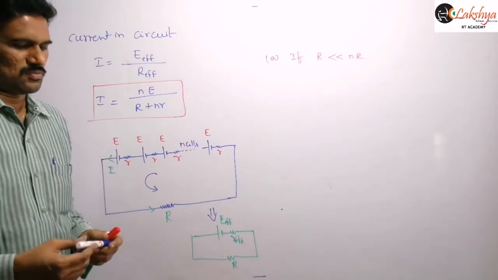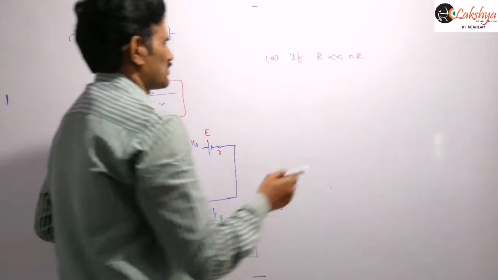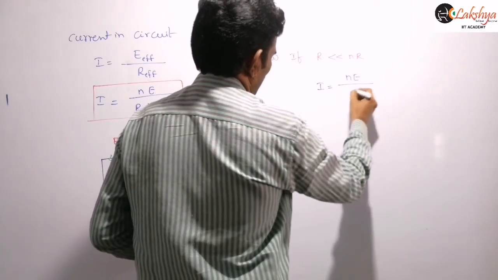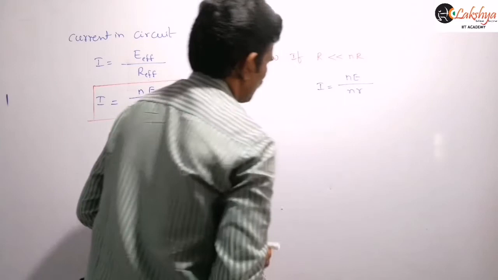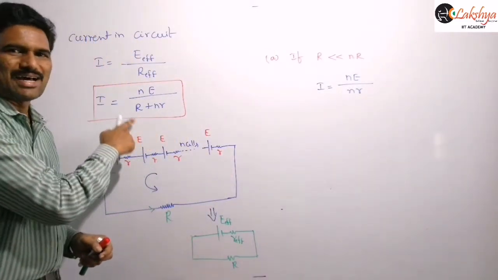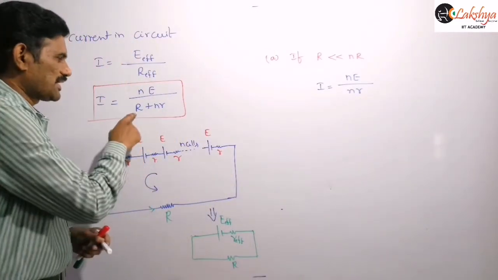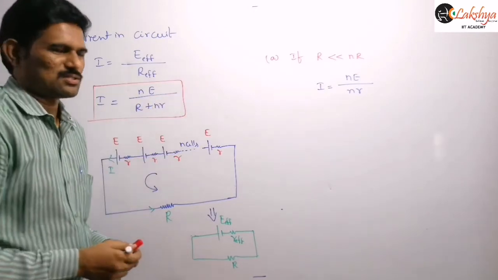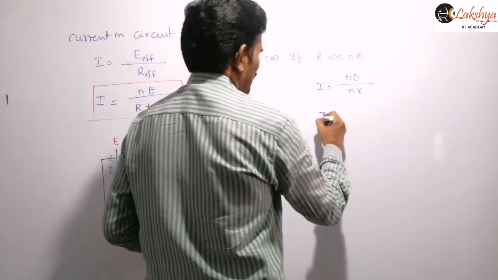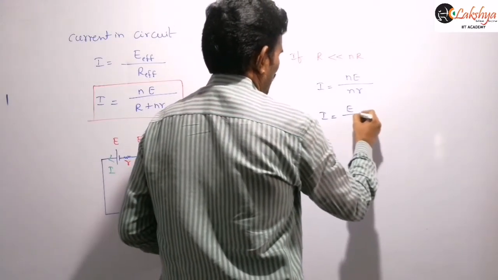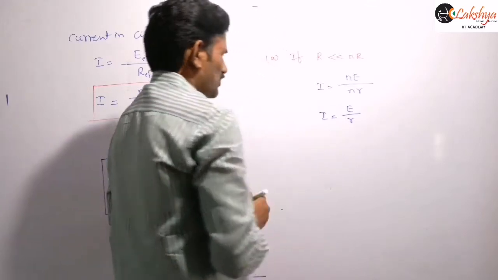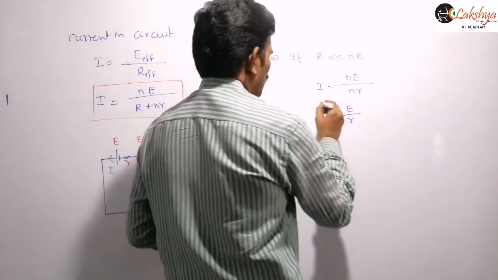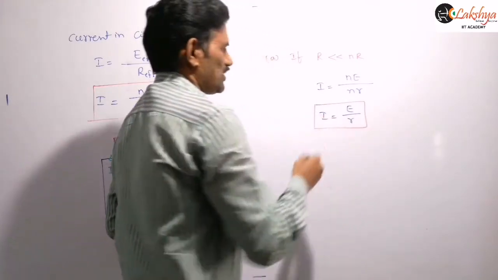That means negligibly small. Then what we can write is I is equal to nE by n into small r, by using this expression. That means this R value is very small, so I am neglecting this R value here, right? Then nE by nr you will get. And so therefore this I is equal to E by r. So the point you should observe here is, even if you connect a single cell, you will get the same amount of current.